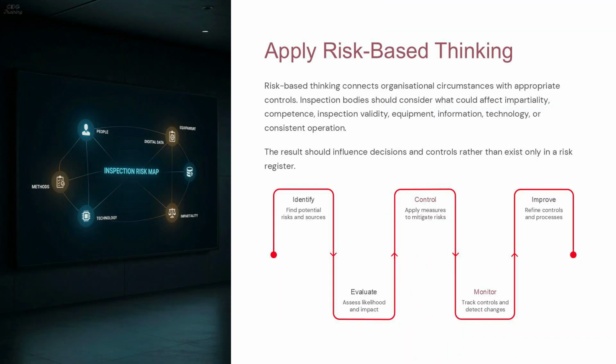Risk-based thinking connects organizational circumstances with appropriate controls. Inspection bodies should consider what could affect impartiality, competence, inspection validity, equipment, information, technology, or consistent operation. The result should influence decisions and controls rather than exist only in a risk register.